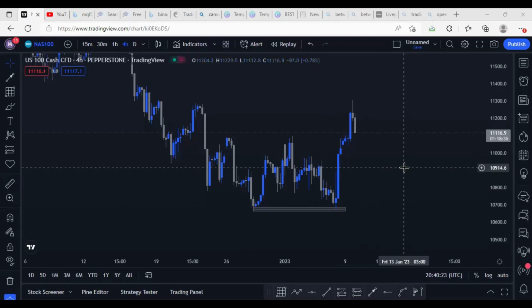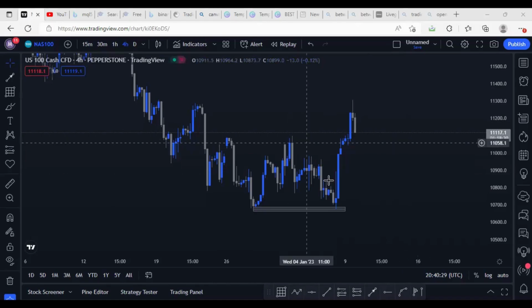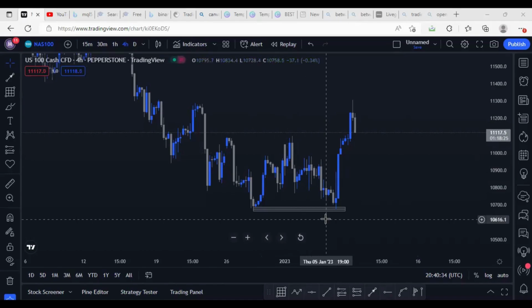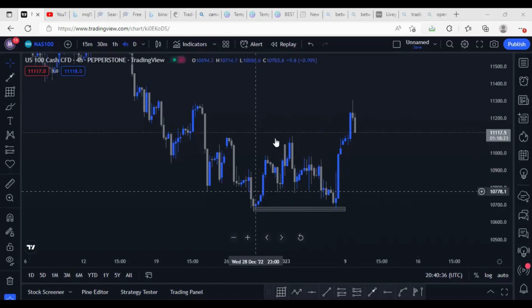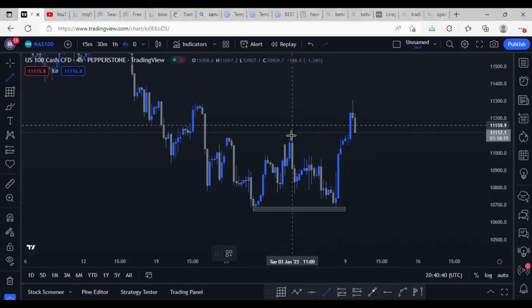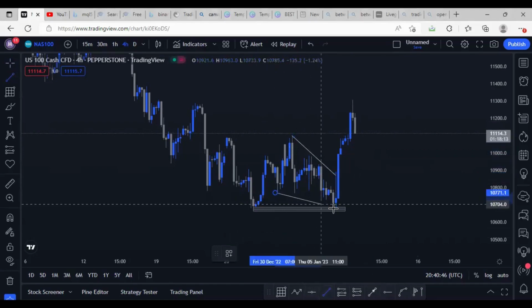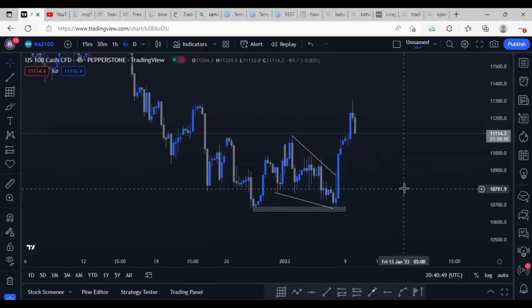As we can see, the market was at a support level before NFP, not during it, and it went down for a lot of candles. We are on a higher time frame, and this here was a downtrend. Let me just draw it out for you. The market was downtrending.